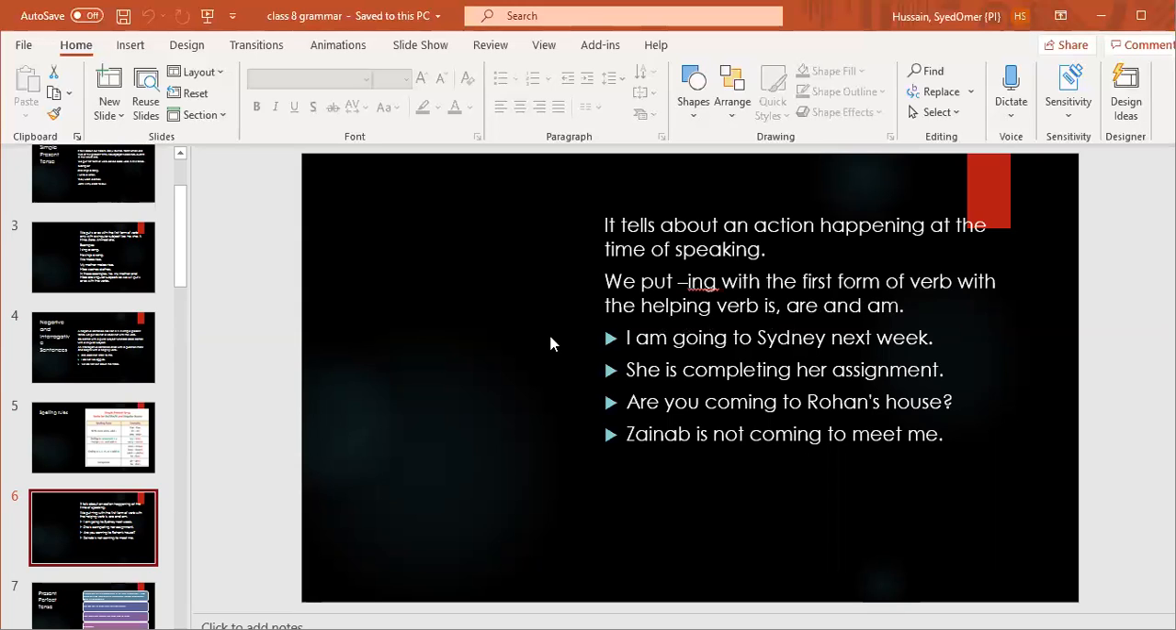Now, because there is already a helping verb in this tense, when we are making a negative and interrogative sentence, we will not put any other helping verb. We will only put "not." For example, I'm going to Sydney next week. It will be, I'm not going to Sydney next week. Am I going to Sydney next week?